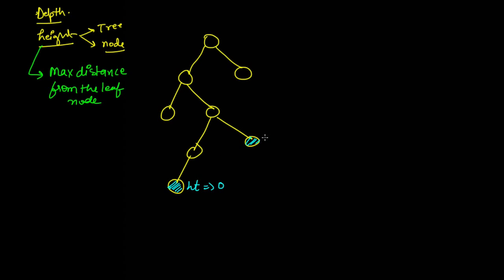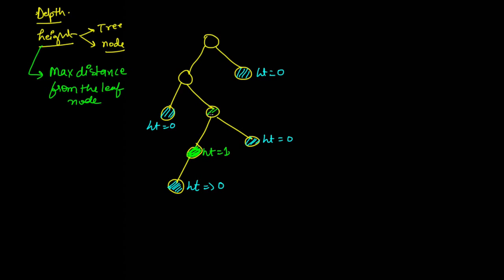The height of this node is 0 because this is a leaf node, and there is no difference between this node and any other leaf node. The height of this node is 0. Then this is not a leaf node, so this node must have some height, and the height is calculated as the maximum distance. Here the maximum distance is calculated as the number of edges to the leaf node. So here this maximum edge count is 1, therefore the height of this node is 1.